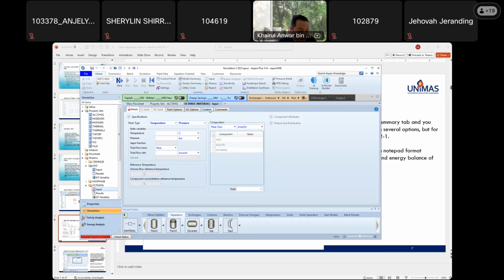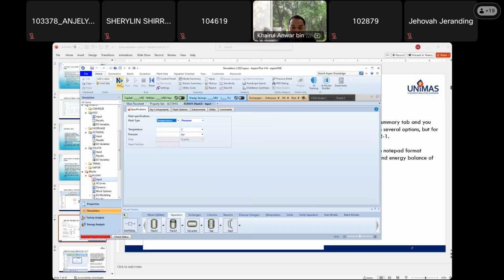Next, for the octanol, octanol is 45 as well. Then 400. Next, solute 10, right? This is the input for the flash. For the flash, it runs at 25 degrees C, 180.